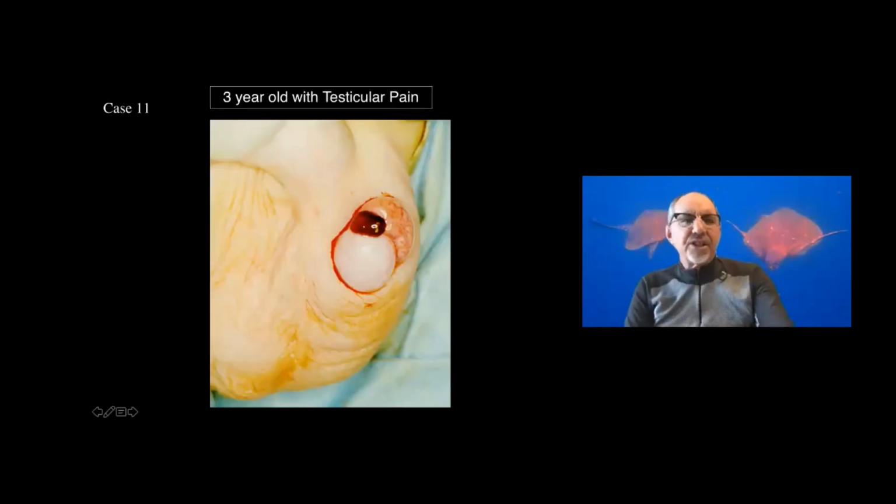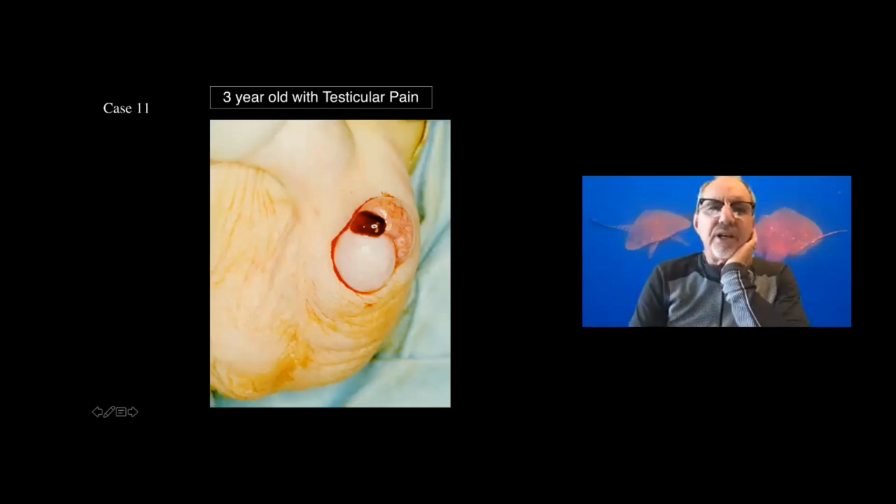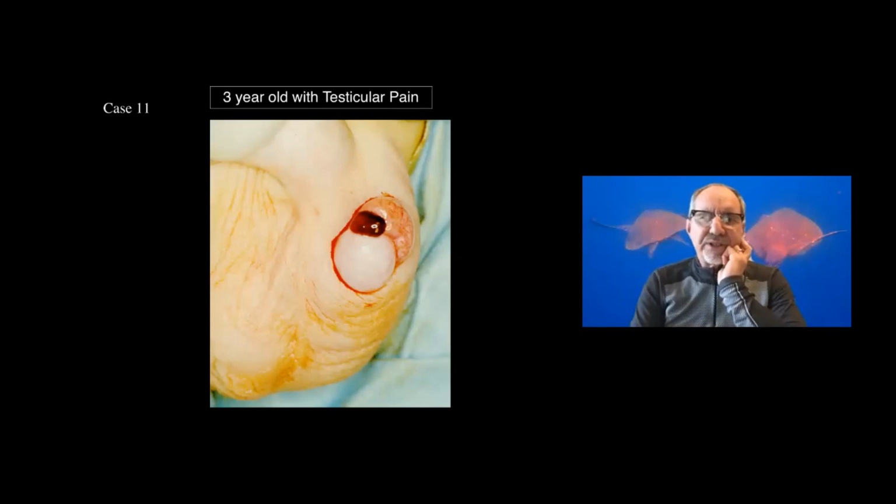All right, this is a 3-year-old with testicular pain. He's well, other than the pain, and most patients like this don't get an operation. What's the diagnosis, and is this a pediatric urologic emergency? I think this case is kind of just for completeness. I think everybody's pretty familiar with this.